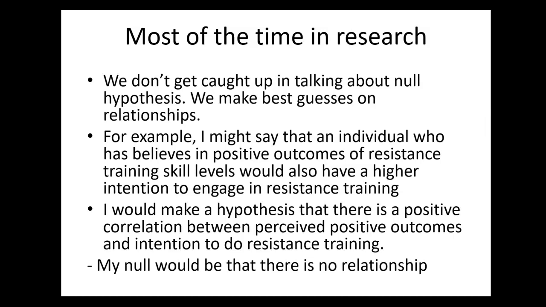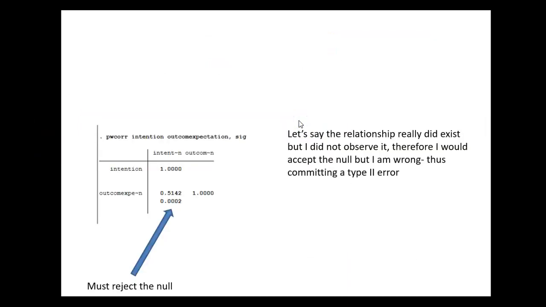So let's say in another example that I believe that a person who believes in the positive outcomes of resistance training would also have a greater intention to engage in resistance training. That is, intention and what's called outcome expectancy are related. I would make a hypothesis that there's a positive correlation between perceived positive outcomes and intention to do resistance training. The null hypothesis would then be that there is no relationship. Now in Stata, I'll pull this up as well, you would run a correlation.